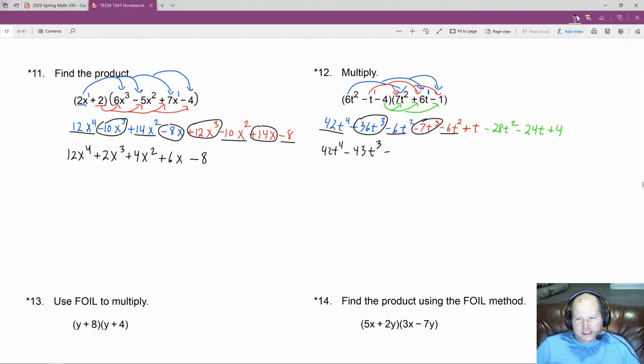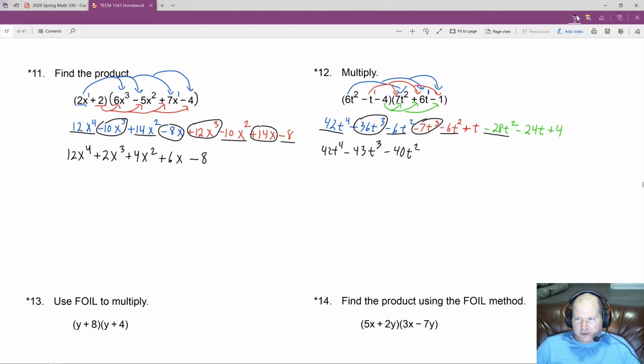So we have a negative 6t squared, a negative 6t squared, and over here it looks like we have a negative 28t squared. So a negative 6 and a negative 6 is a negative 12, a negative 12 and a negative 28 is a negative 40t squared.